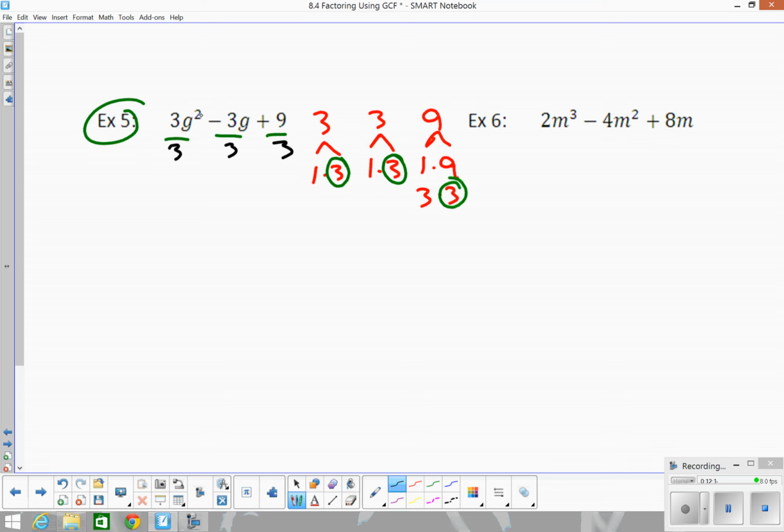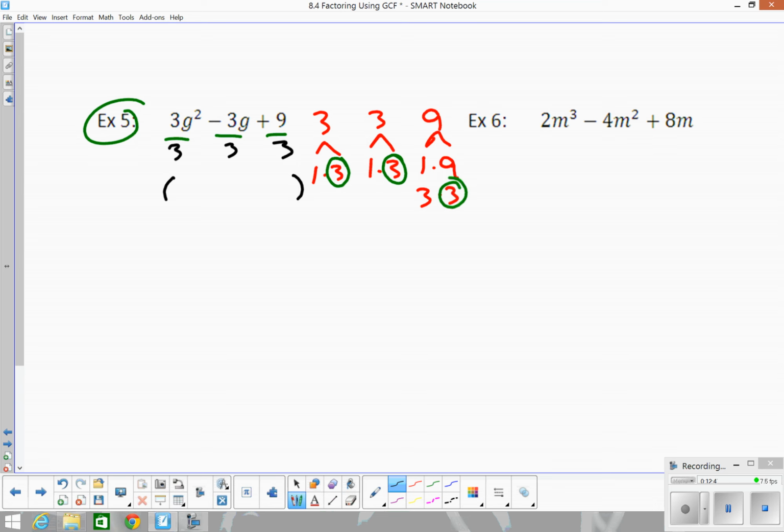Here I have g squared. For my middle term, I have g. Here I don't have a g. Now, if I'm looking at all 3 terms, the only way you could take out a variable is if each term has a variable. So if 9 doesn't have a g attached to it, can I pull a g from it? No. So I can't pull out any g's because that 9 does not have a g. So my greatest common factor is actually just 3.